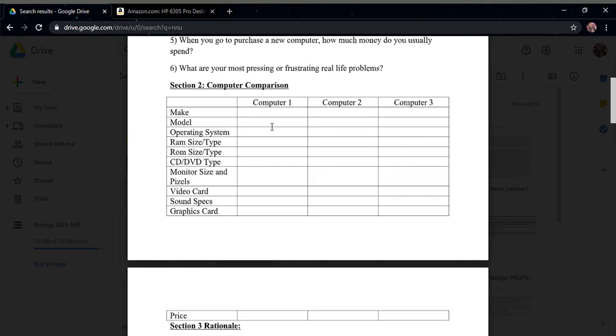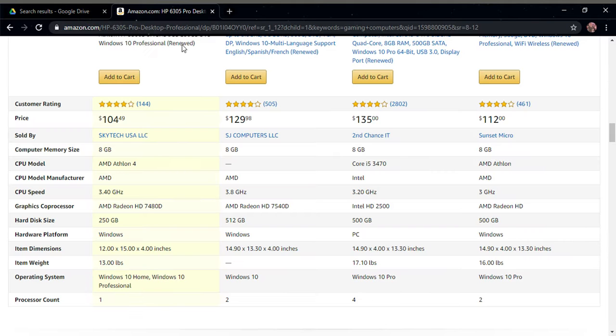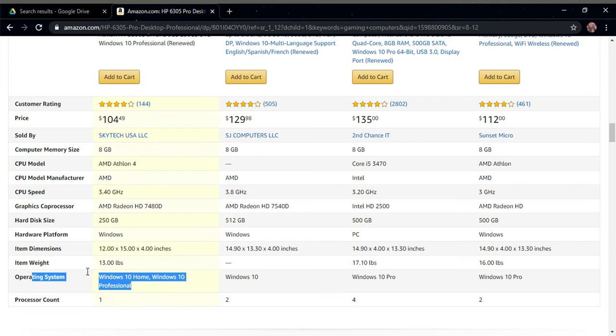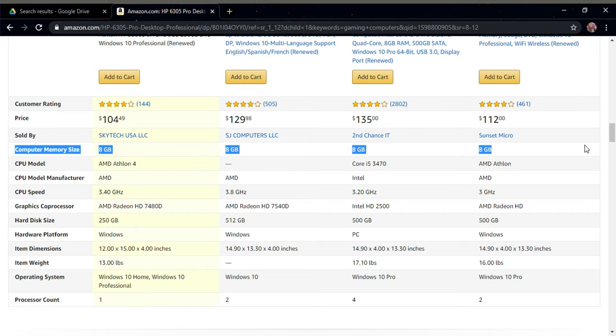Model is desktop. Operating system. It should tell you right here, operating system, see that? Windows 10, which most PCs are going to be. RAM size and the type of RAM, that's going to be right up here. Computer memory size. That's weird they call it computer memory size, but that's your RAM, 8 gigabytes. It doesn't tell you the type right there, so if it doesn't tell you the type, that's okay.